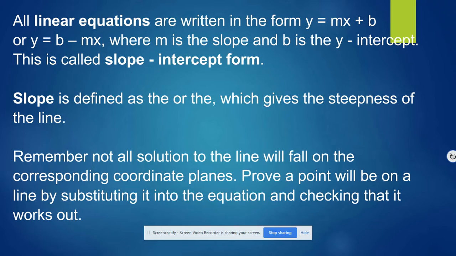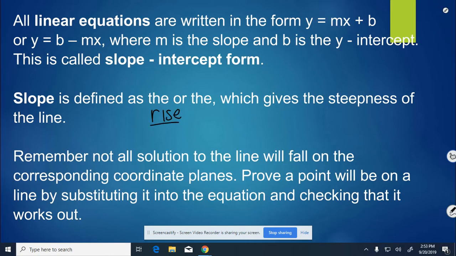Slope is defined as the rise over the run, which gives the steepness of the slope, or the change in y over the change in x. Remember, not all solutions to the line will fall on the corresponding coordinate planes. Prove a point will be on a line by substituting it into the equation and checking that it works out. So let's see what we got.